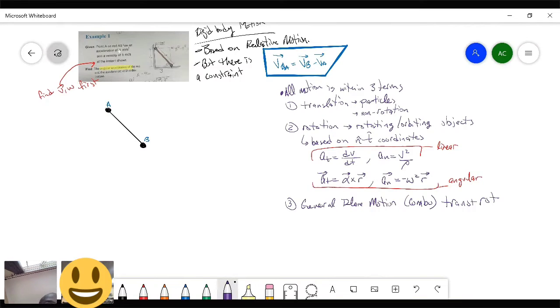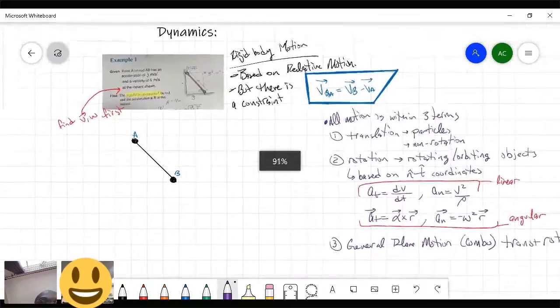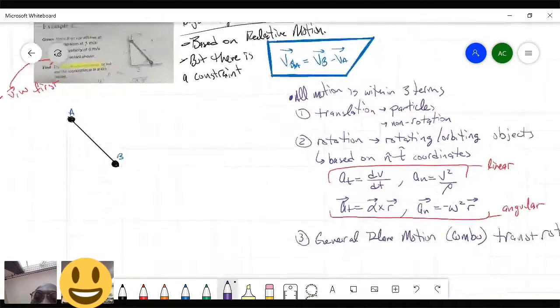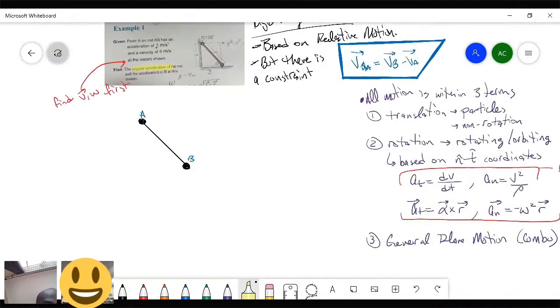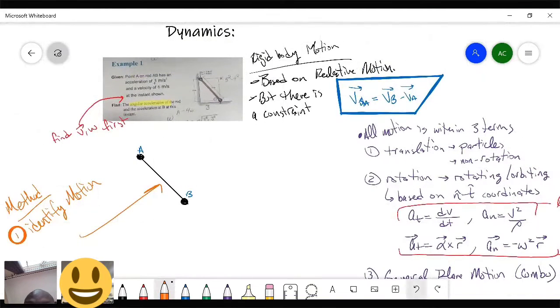So the whole idea behind general plane motion, we're going to use this problem. A lot of students, the first thing you do is identify the type of motion. You're only going to have one of these three. So the first thing we do when we do these problems is put up a method section. Method. Step one, identify motion. So my question to you is, for the problem we're working on right now, is the object translating? Is it rotating? Or is it translating and rotating?